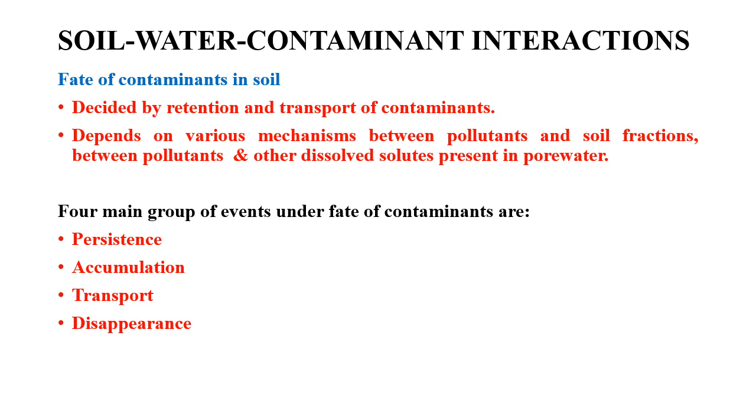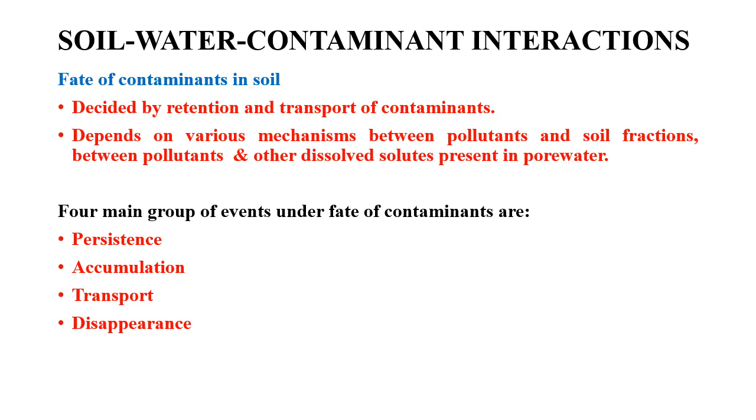Within the soil there will be pore water which will be carrying these contaminants. We have grouped the different events that happen throughout the life cycle of the contaminants into four main categories. The four events are persistence, accumulation, transport and disappearance. Now, persistence of a contaminant refers to a contaminant which will remain in the substrate environment itself.